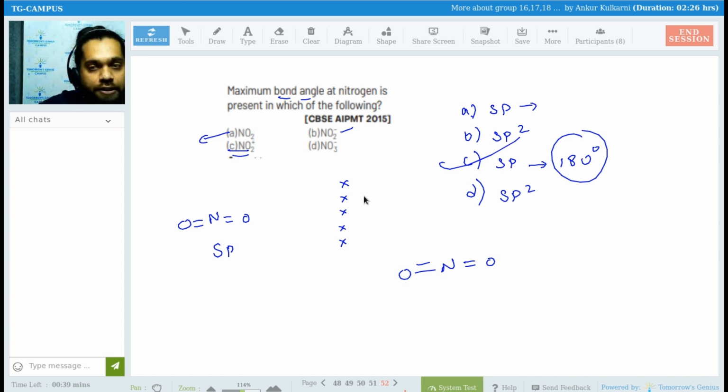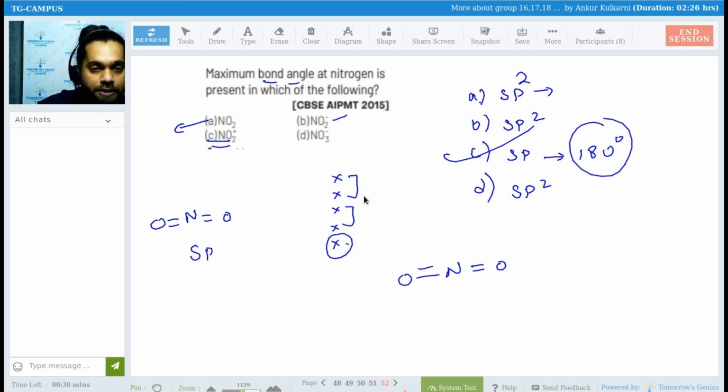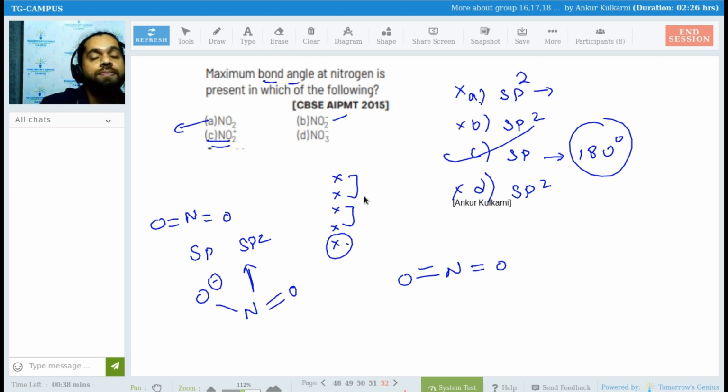Actually, for NO2, yes, you are correct. It should be sp2. But actually, we cannot apply VSEPR over here because if I count oxygen, I have an extra electron over here. So what is this extra electron? Do you know? Your NO2 structure is like this: N double bond O, O minus. That's why there is an extra electron. But yes, correct, it is sp2. So sp is the correct answer.